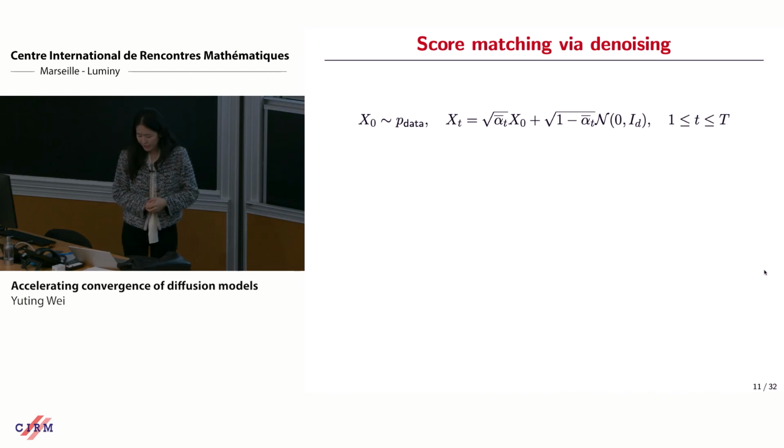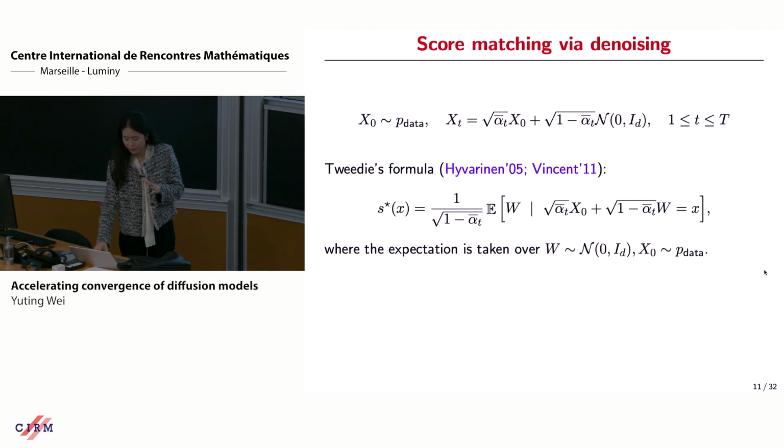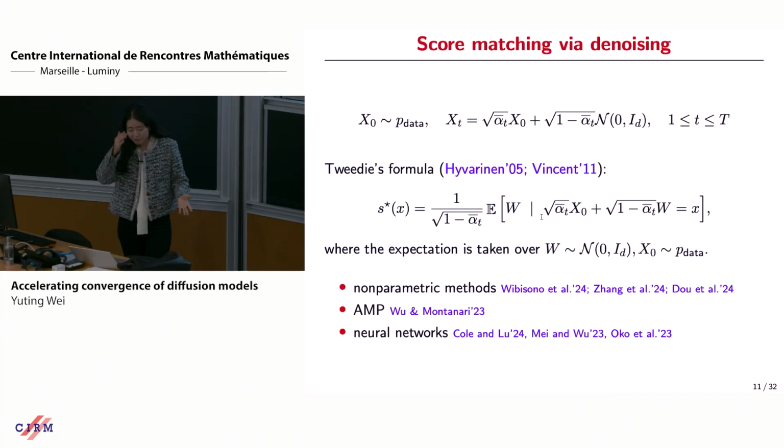Why is this called score matching? Basically, if you think about this forward process, you start from a target distribution, and each time you add noise to your target distribution. And by Tweedie's formula, the score function can be written in this denoising form, where you want to find the conditional expectation of your noise given the linear combination of a signal plus the noise. Okay, once you have written it in this way, this is a purely denoising problem to recover the score. Okay, so you can think about many different methods to do that.